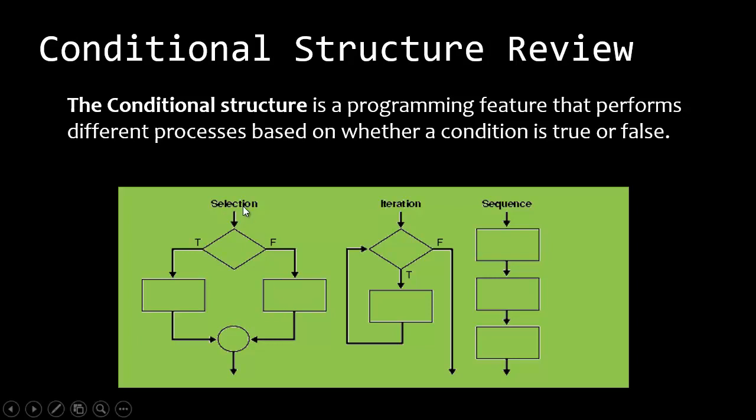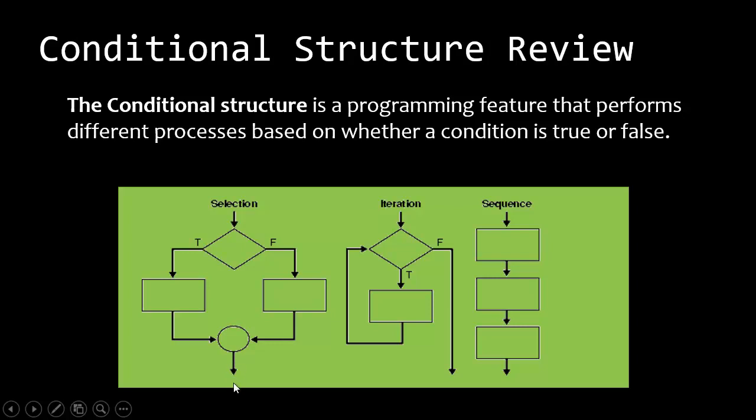With that said, a selection structure, also known as a conditional structure, basically asks the question. If it's true, we do this set of tasks. If it's false, we do this other set of tasks. Once we've figured all that out, we end the structure. That's what this little circle is for, and we continue on with our flow.